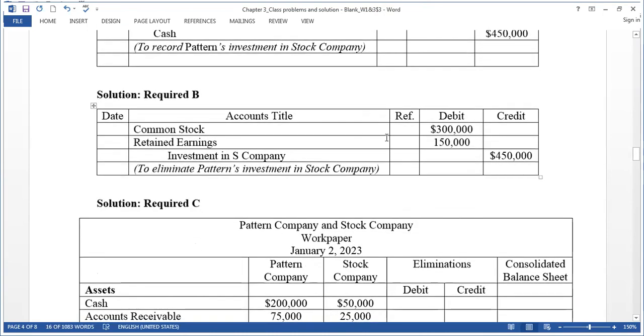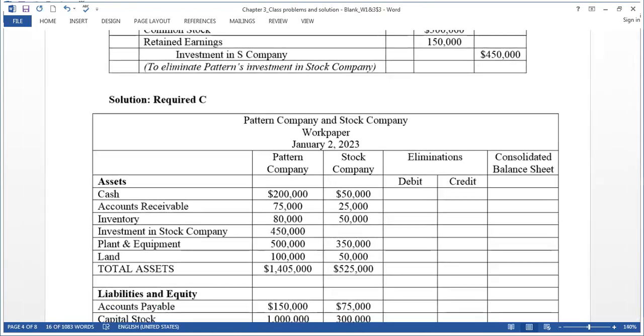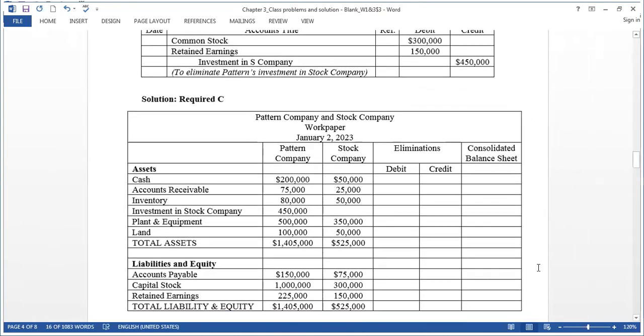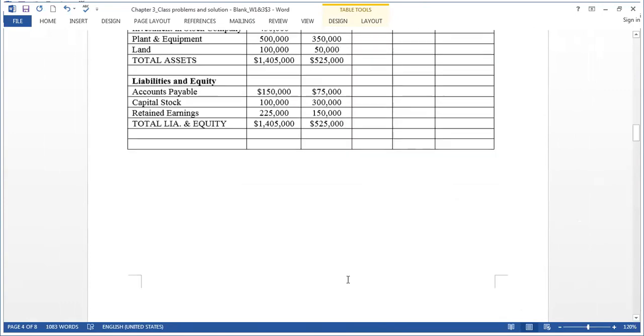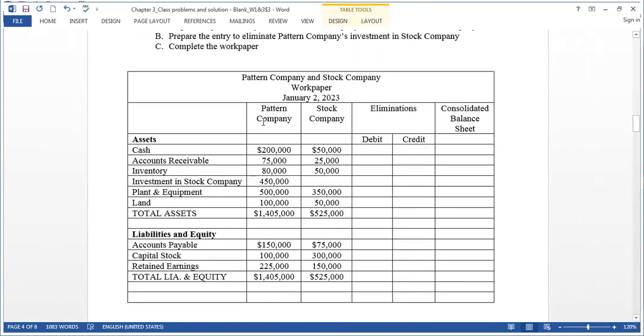So we do this. Now we are going to prepare the work paper. So this is given in the question, right? Question already gives you this information that we have parent companies. This is the parent company's assets and liabilities and equity. And this is the subsidiary company's assets, liabilities and equity. We are going to eliminate something. Then we prepare a consolidated balance sheet.